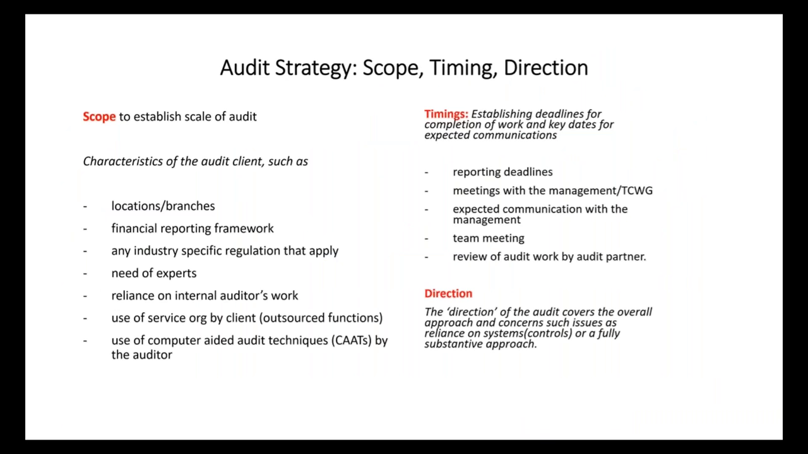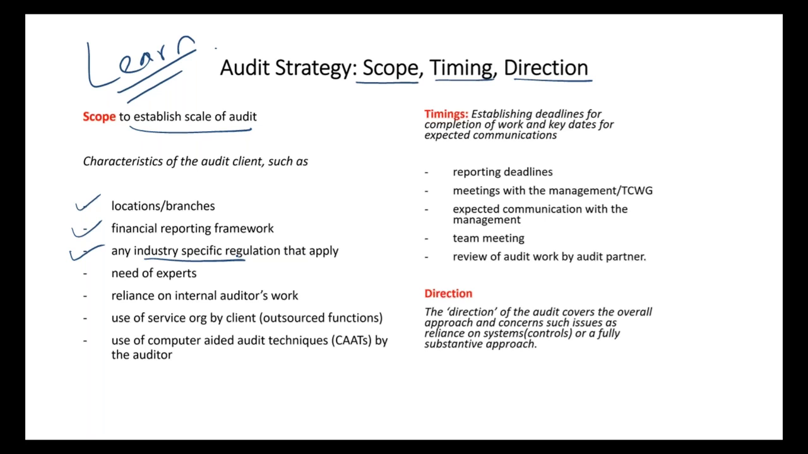And then the last thing, guys: scope, timing, and direction. Again, this is an area you need to learn. Within the audit strategy, you need to establish the scale of audit by making sure you're aware of all the locations and branches that this company has. Once again, making sure you're okay with the reporting framework that has been used.